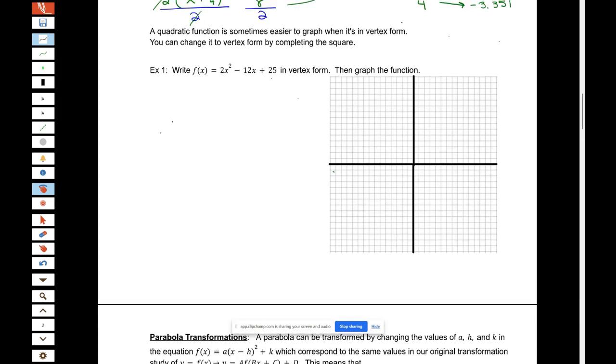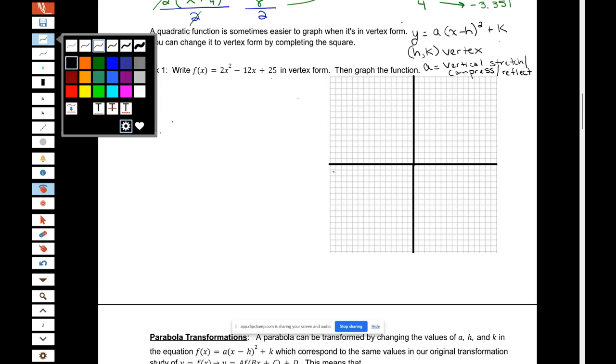And in case you've forgotten vertex form, it's y equals a times x minus h squared plus k, where h comma k is the vertex of the parabola, and your a value does your vertical stretch and compress, and reflection, just like the a in your function transformation. Okay, so let's go about doing this one now.